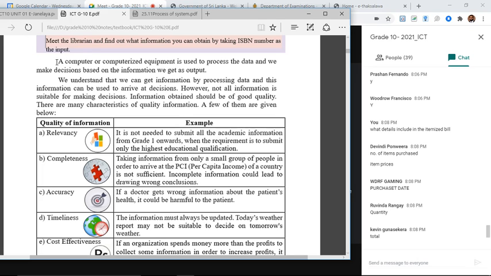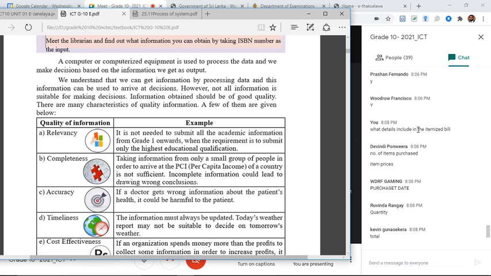Now when you are reading these things, a computer or computerized equipment is used to process the data, and we make decisions based on the information we get as the output. So the itemized bill, it's output.